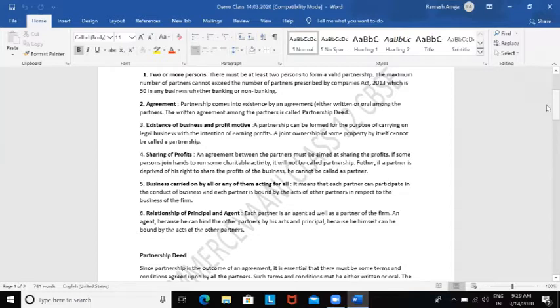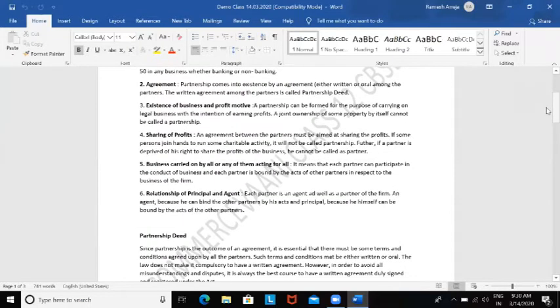Agreement will mention the ratio in which the profit or losses will be shared among all. Next is business carried on by all or any one of them acting for all. It means that each partner can participate in the conduct of the business, and each partner is bound by the acts of the other partner in respect of the business and firm. What does that mean? Every partner is bound to conduct the business, participate in the business, and each partner is bound by the act of the other partner.